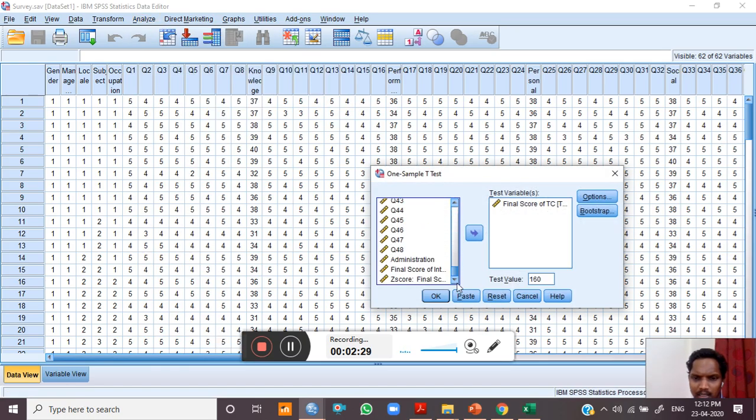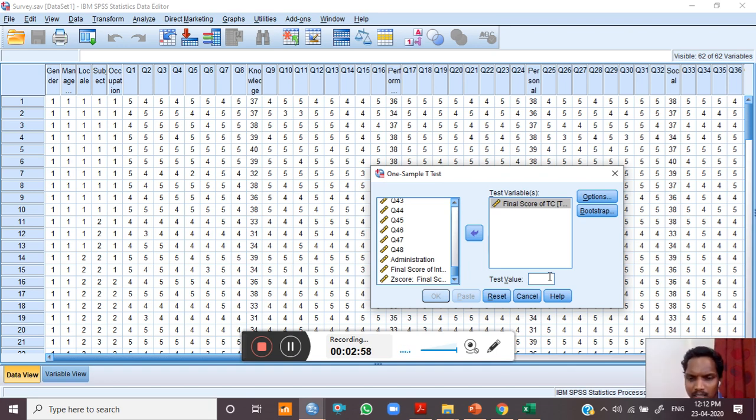This is how it will look when you click on the one sample t-test. I have to take the variable that needs to be tested, final score of TC, into the test variable box. Now I have to give the value here. Like I was saying in the beginning, we need to have a population mean.